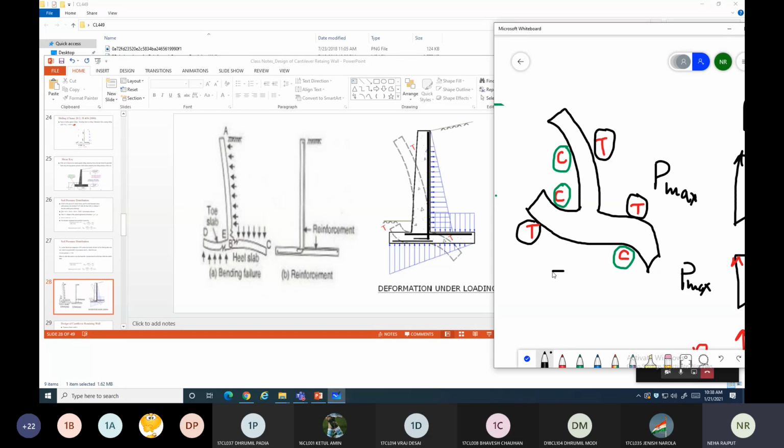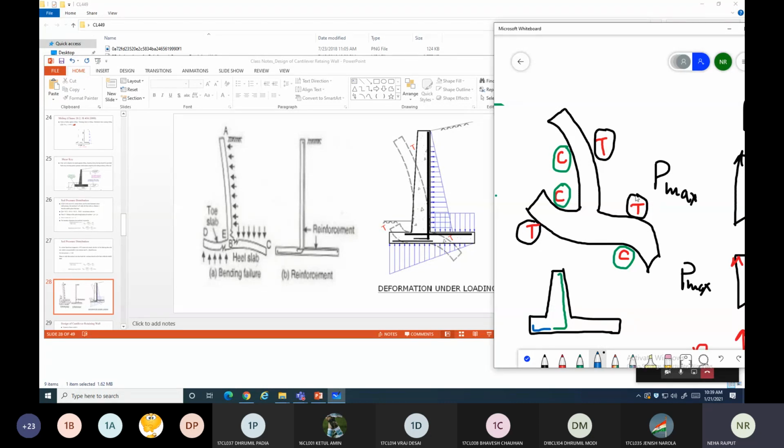So when you design the cantilever retaining wall, the main reinforcement that you are going to provide in the stem part, as this part is in tension for the stem, is on this right side. Then this toe part is facing tension at the bottom. So for the toe part, main reinforcement will be at the bottom.